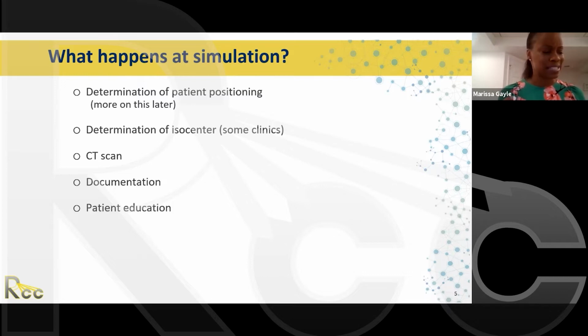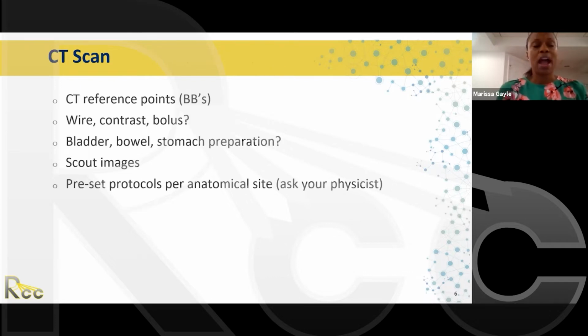And of course, we'll go over side effects. Once we start, I have pictures to explain some of these terms. So the CT reference points, BBs, are radio-opaque markers that we'll put on the patient so that we can see exactly where we tattoo. We may use wire to either wire a scar or wire out breast tissue.